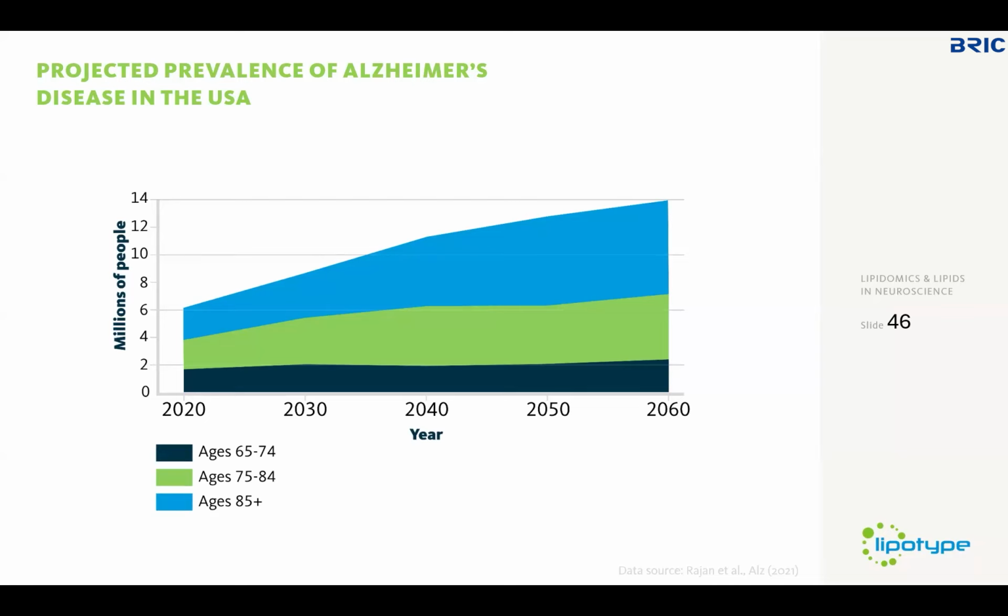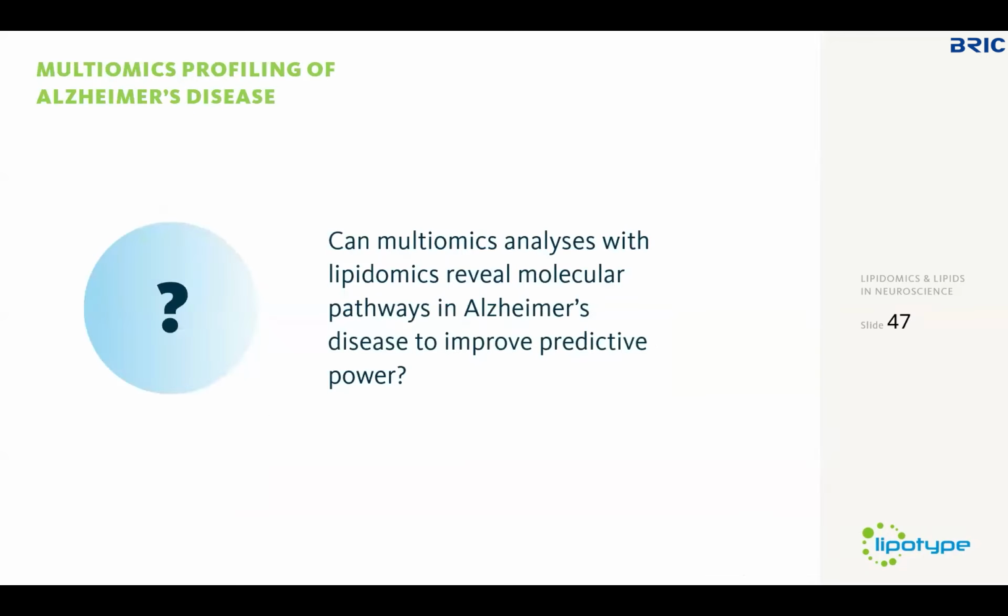A lot of people struggle with it, and there is a need to understand the pathological, molecular, and signaling pathways that are involved in Alzheimer's disease development. What we wanted to do is to check if multi-omics analysis, including lipidomics as our part, can reveal molecular pathways in Alzheimer's disease to improve the predictive power.